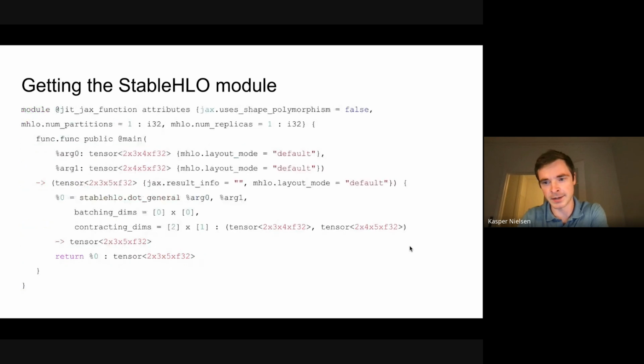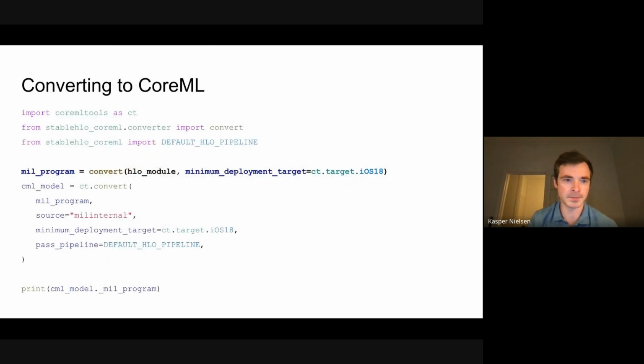So if you go to the next slide again, you get something here that you're probably more familiar with than I am. But basically, you get the arguments and then the dot general operation, and then you return the result. So if you go to the next slide again, then given this StableHLO module, first of all, you can now use this project. That's the line in bold in this code. You call the convert function, and it will take this StableHLO code and convert it to the corresponding MIL operations.